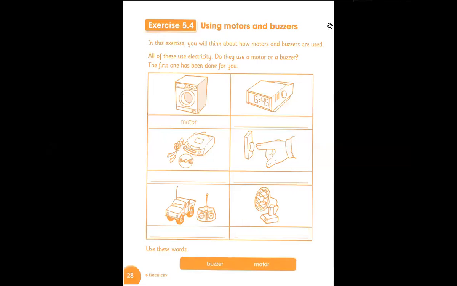So here is an activity in your activity book, page number 28. In this exercise, you will think about where motors and buzzers are used. All of these use electricity. Do they use a motor or a buzzer? The first one has been done for you. Number one is motor. You can see. Number two, what is number two? Number two is buzzer. Why? Because it is making sound. So I'm writing, write with me, boys. Buzzer.